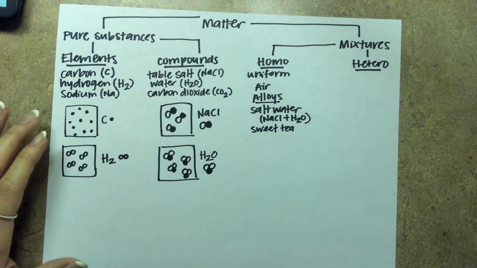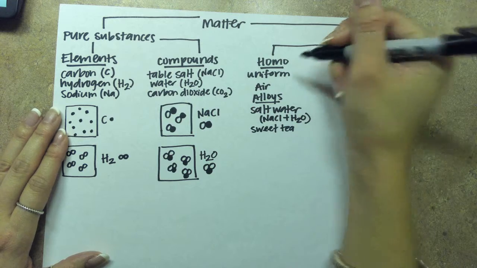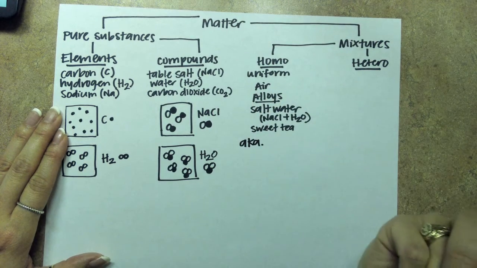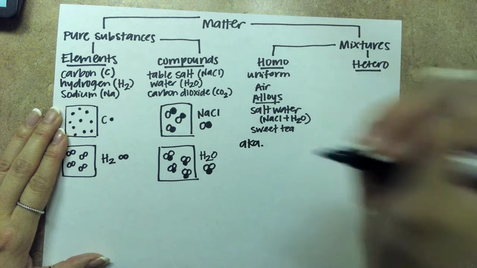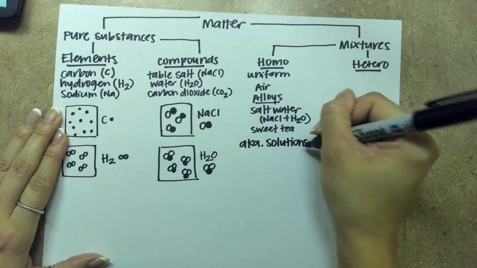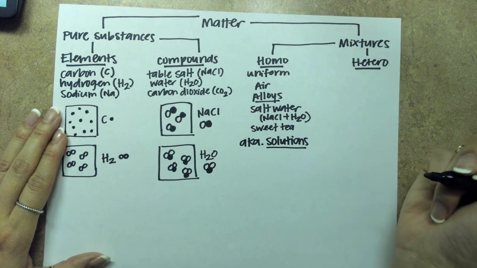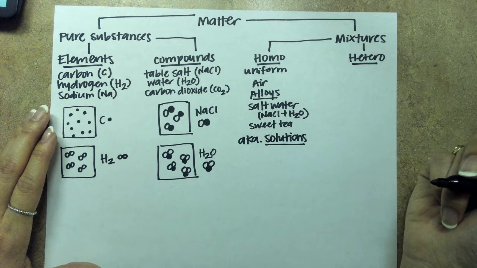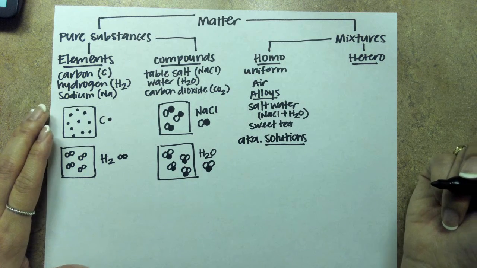And so another name for homogeneous mixtures, so I'm going to put AKA, so also known as, homogeneous mixtures are also known as solutions. And so we will go into more detail about solutions, but just know if I mention a solution, you should automatically think that these are homogeneous mixtures.